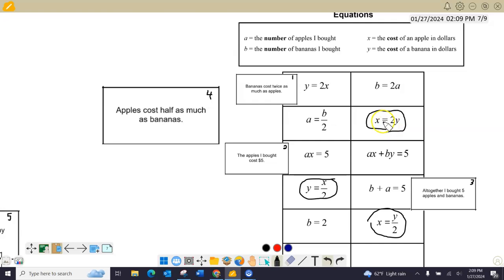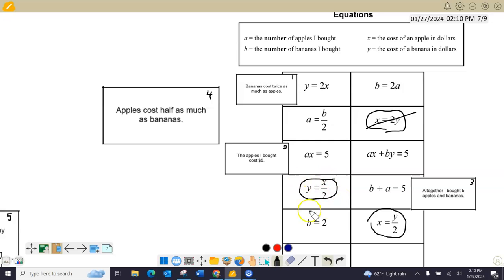This up here says the cost of apples is the same as 2 times the cost of bananas. 2 times. That means apples cost more than bananas, and that does not represent that. So in this case, apples are not more than bananas. So it's definitely not that one.